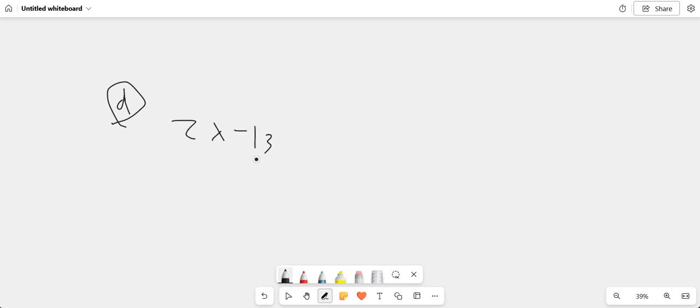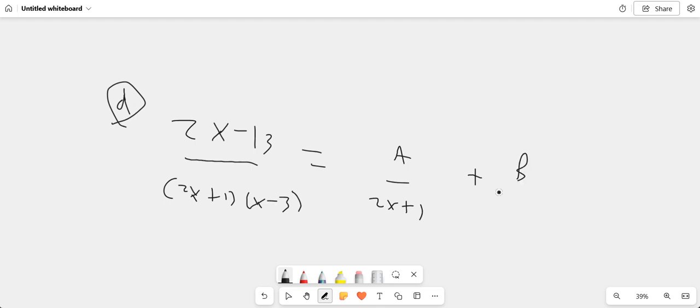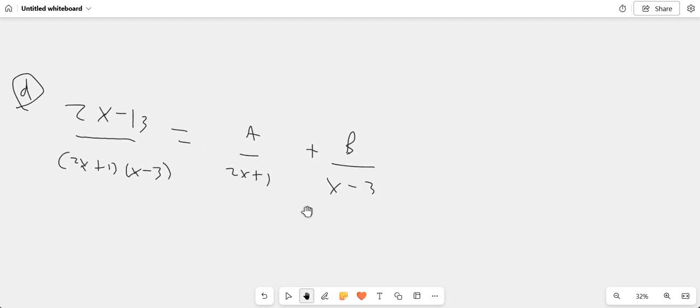Okay, cool. I want question D here. 2x minus 13 over 2x plus 1, x minus 3. So again, a over the first bracket, so a over 2x plus 1, and then plus b over x minus 3. Now, obviously, combine it, cross multiplication.